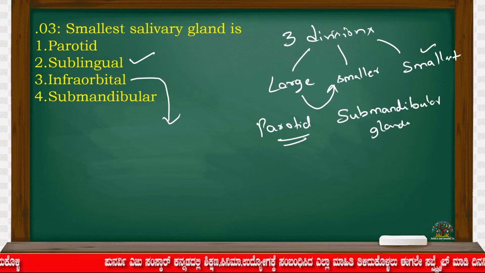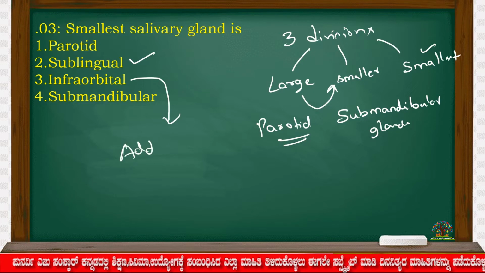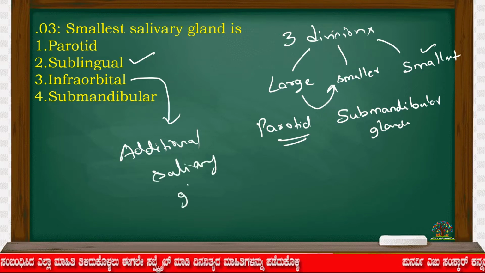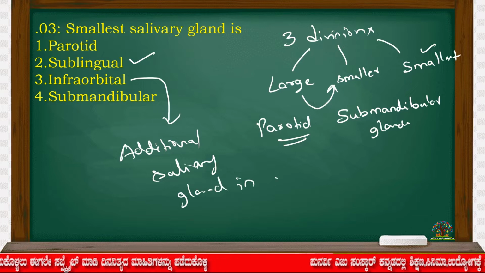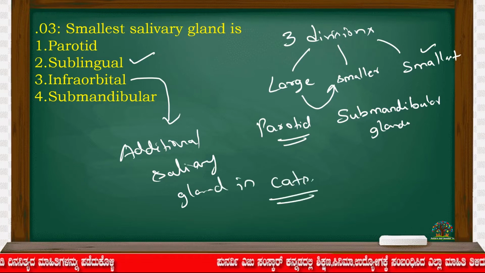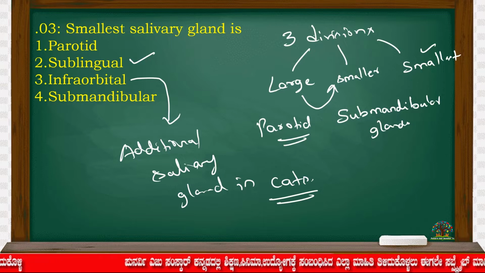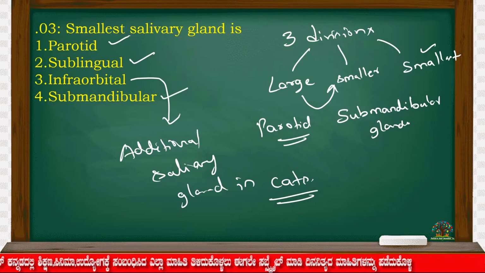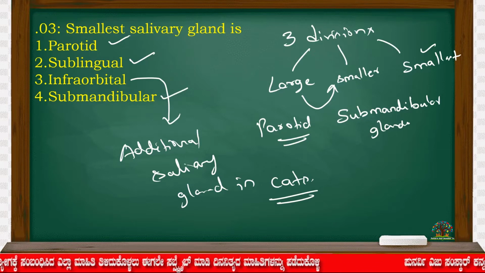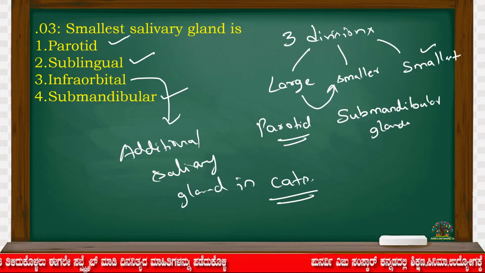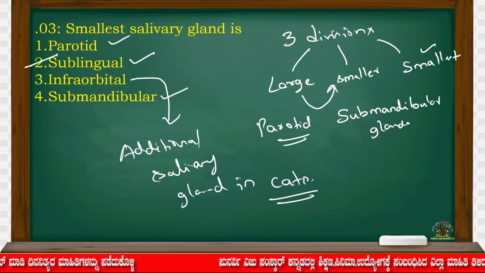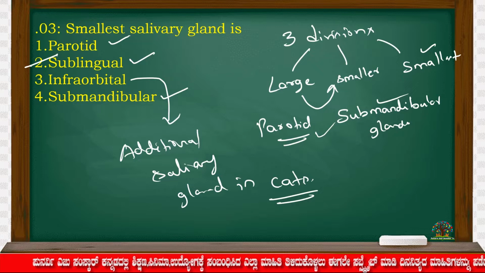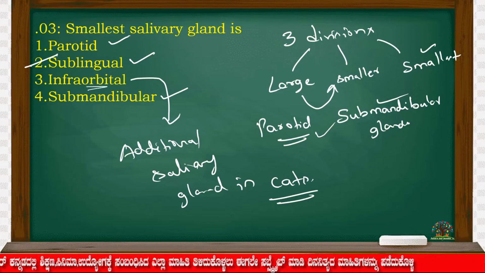So infraorbital is an additional salivary gland that is present only in cats. Whereas parotid gland, sublingual gland and submandibular gland are seen in human beings. So the smallest out of all these four options is the sublingual gland. Next to it is the submandibular gland. Next to it is the parotid gland. But the additional salivary gland that is present only in cats is the infraorbital gland.